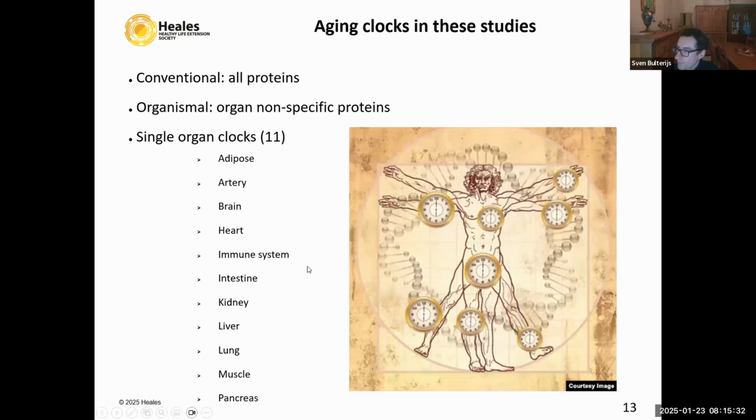And then at the end, you're taking all of these different bootstrap models and you aggregate them together into a single model. So in these papers, and actually all papers did exactly the same, they made a conventional aging clock, which means you take all the proteins that you measure and you make a clock out of those.